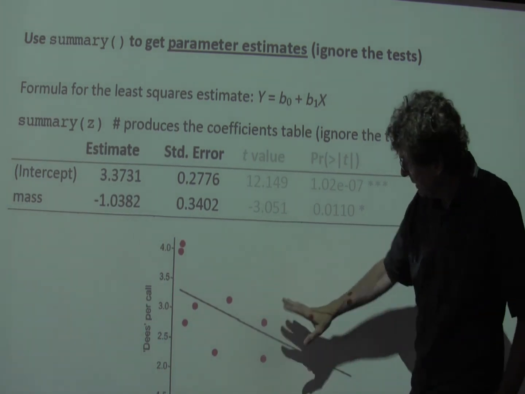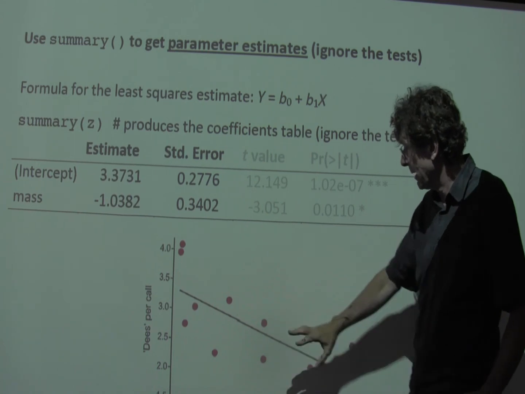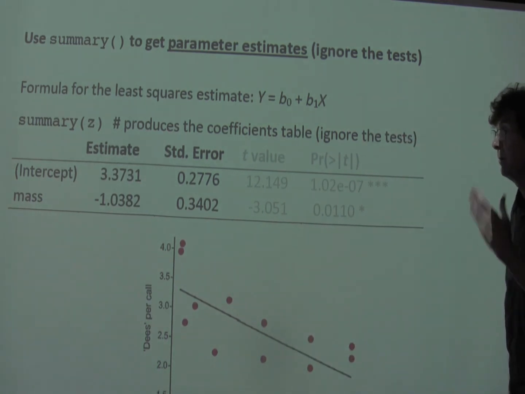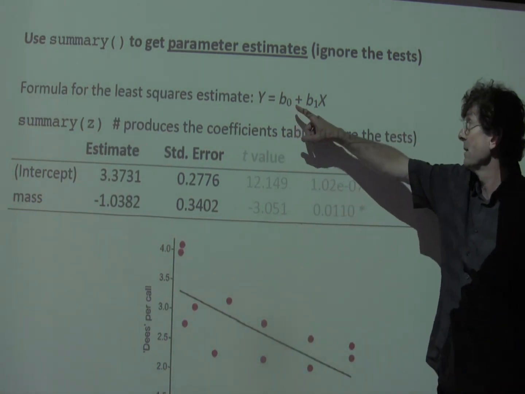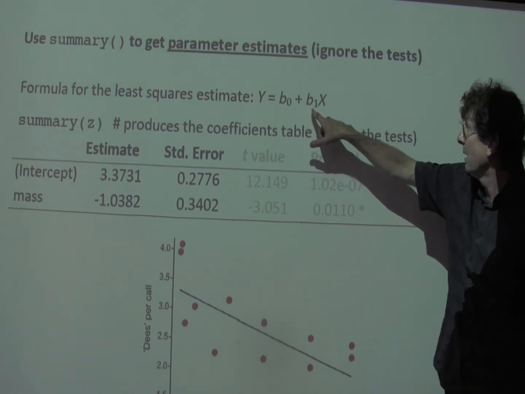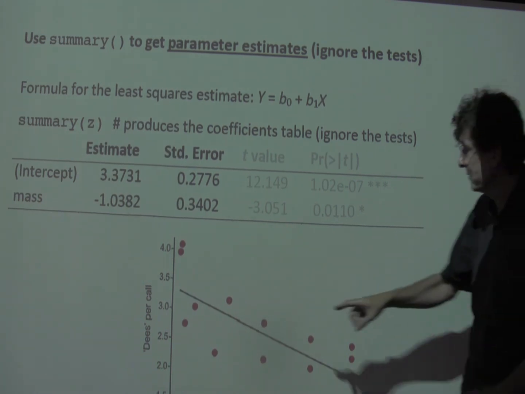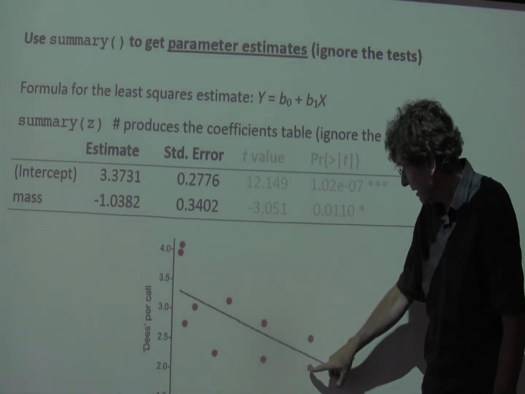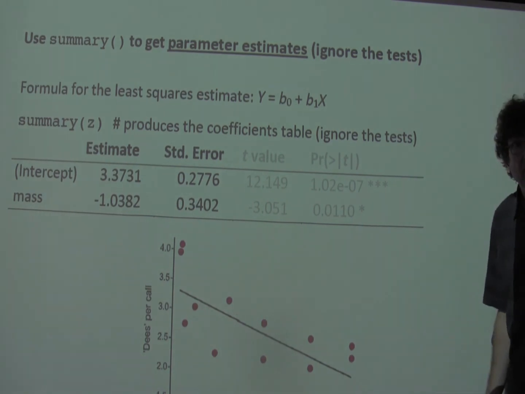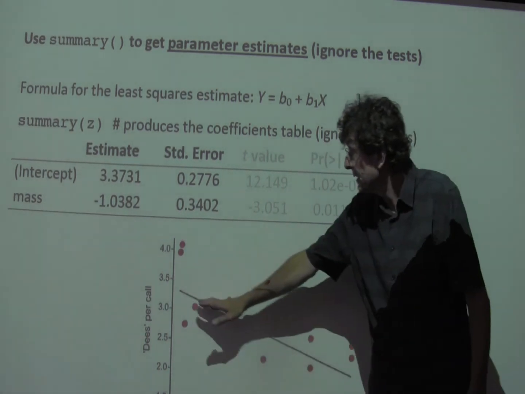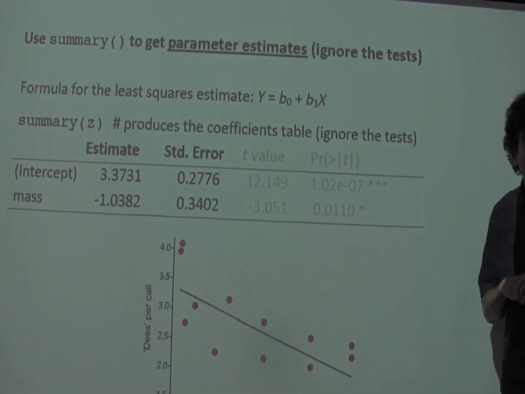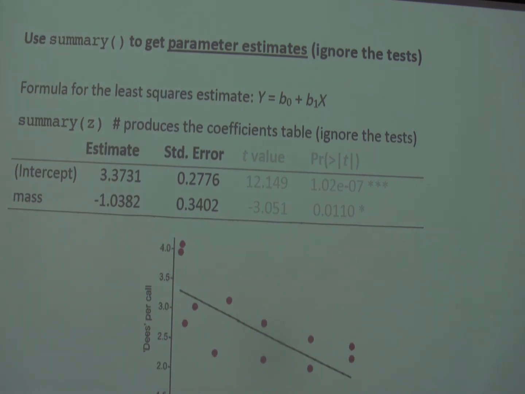We imagine drawing all possible lines through this scatter of points, and we choose the values of B0 and B1 that minimize the sums of squares. So each of these data points has a residual. The sum of squares of those residuals is what's minimized in finding the best estimate of slope and intercept. Does that sound familiar? You learned what least squares meant in your introductory stats.